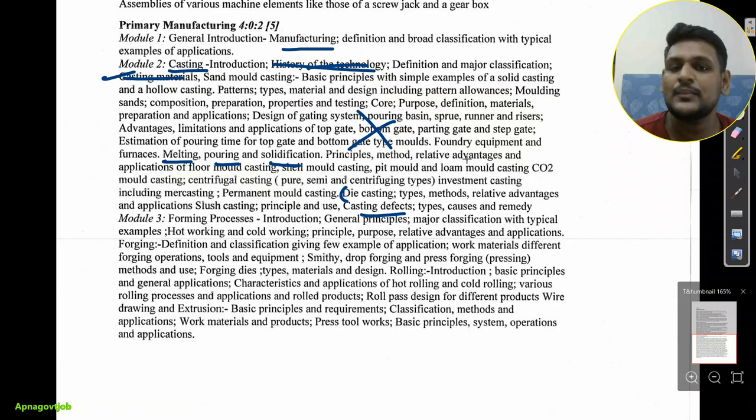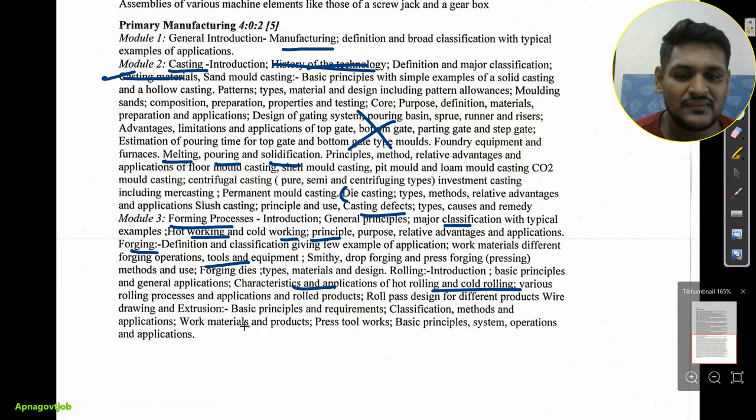Then forming process, in forming process what we have basically. So principle, okay, classification of forming, hot working, cold working, just do this. Then forging also you should know, what is forging, okay, what tools are there for forging, then classification of the same, application of hot rolling, cold rolling, important. Then your basic principle, requirement, classification method of this, okay, wire drawing and extrusion, have a basic idea about this. Okay, so definitely this much things you can do from here.